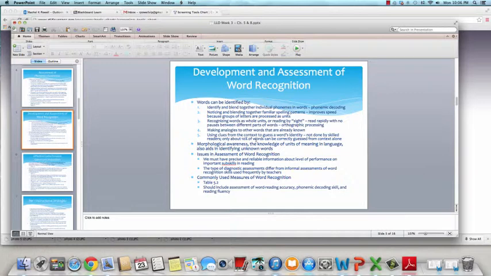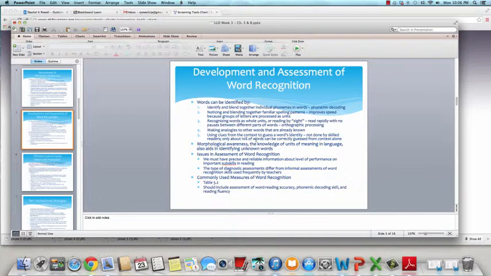Now, there's also morphological awareness, a method of identifying words, which is the knowledge of units of meaning in language. And of course, it also aids in identifying unknown words by recognizing prefixes, suffixes, and morpheme patterns like -ing and -ed and -s plurals.